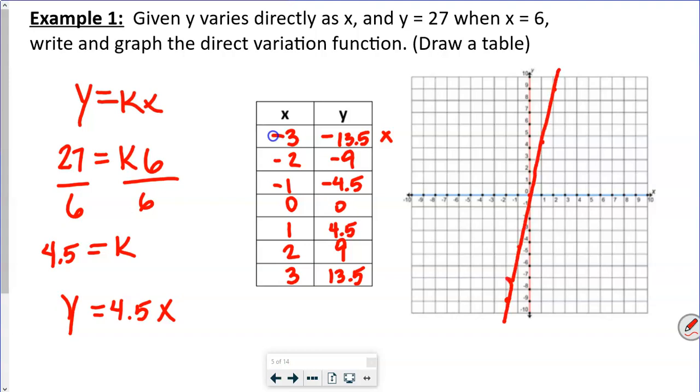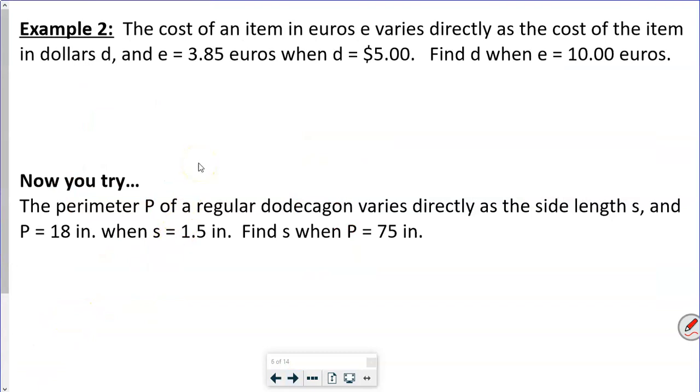So decent. Not perfect, but you guys get the drift, okay? So that's our direct variation equation graph, all right? So now we want to look at some examples of equations of direct variation.